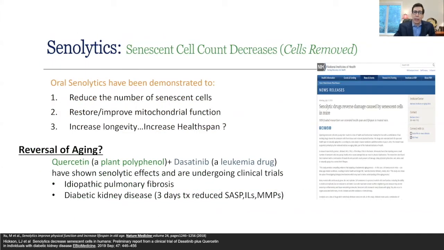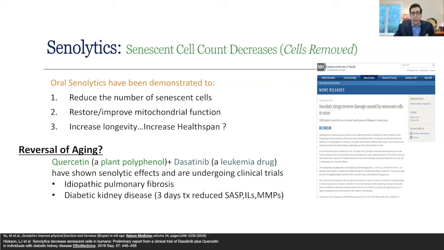So let's look at senolytics. Senescent cell count decreases because the cells are removed. They reduce the number of cells, restore function in many ways, can increase longevity, and may increase health span. Most of the data is in mice. However, some of the exciting human data has been coming out of Mayo Clinic.